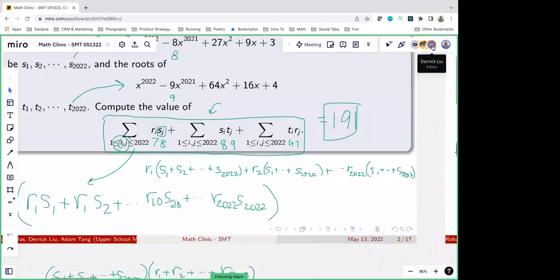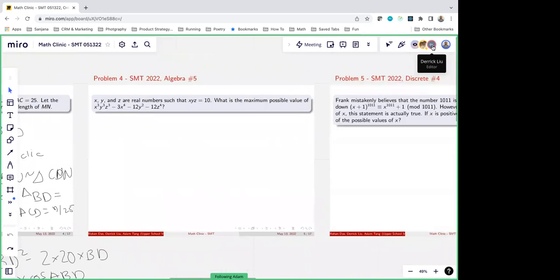All right, then we'll move on to problem 4, which is number 5 from algebra. The question gives us that xyz is 10. x, y, and z are real numbers. It doesn't state if they're positive or negative. It asks for the maximum possible value of x cubed y cubed z cubed minus 3x to the 4 minus 12y squared minus 12z to the 4.